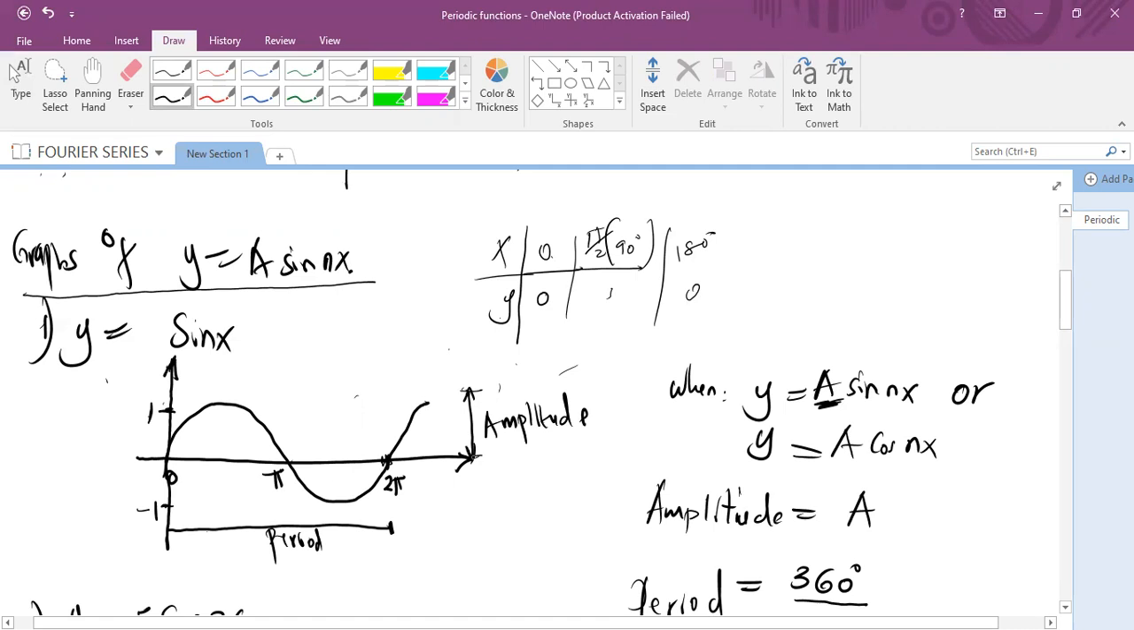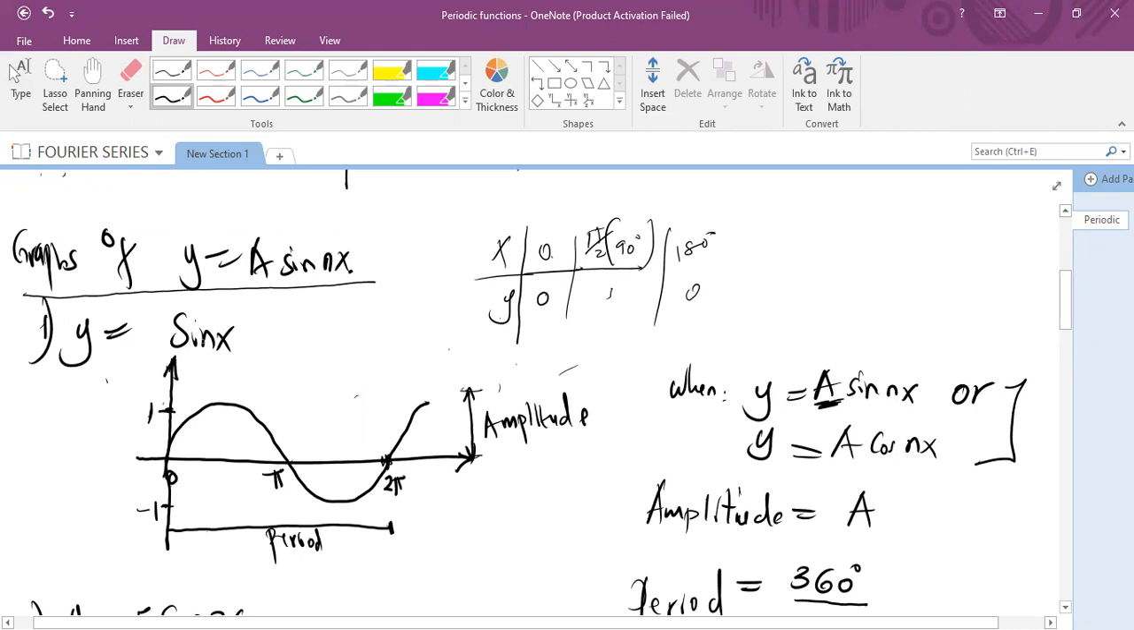If we were to continue, we will realize that after 2 pi, the curve starts repeating itself. It takes the same position it was in at 0, and it will just go on like that. So the distance from 0 to 2 pi, where it starts repeating itself, is what we call the period. And the displacement on the y-axis is what we call the amplitude. Generally, for any sine or cosine curve, y is equal to a sine nx, y is equal to a cos nx, the amplitude is given by a, and the period is given by 360 divided by n.